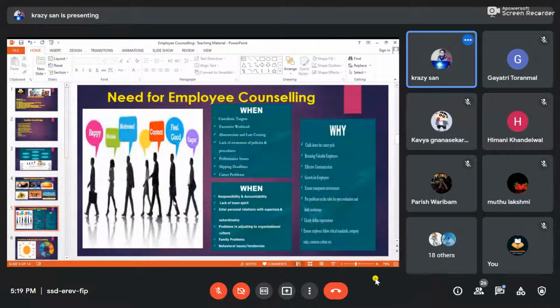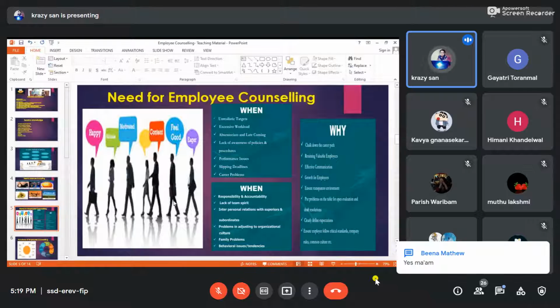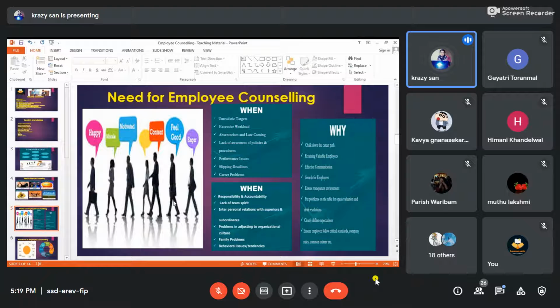So you can see in this picture that when everything is proper, what happens? Either the employees are happy, content, motivated, feel good, and they even project that in the outcome of their work also. Why do you think that employees get the requirement of counseling? Unrealistic targets. Sometimes the company, mostly to the marketing team, gives unrealistic targets that make you burdened out. Excessive workload, absenteeism and late coming.